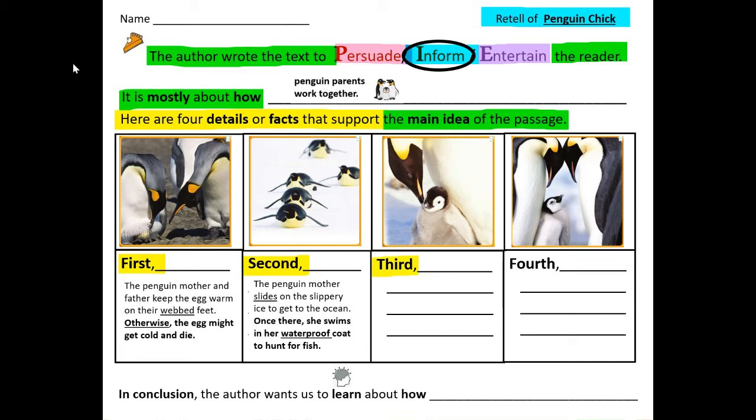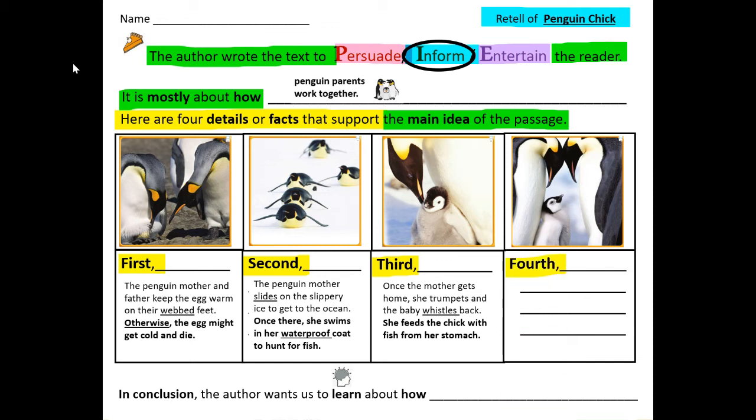Third, what's a third important detail? Once the mother gets home from hunting and fishing, what does she do? Once the mother gets home, she trumpets and the baby whistles back. She feeds the chick with fish from her stomach.